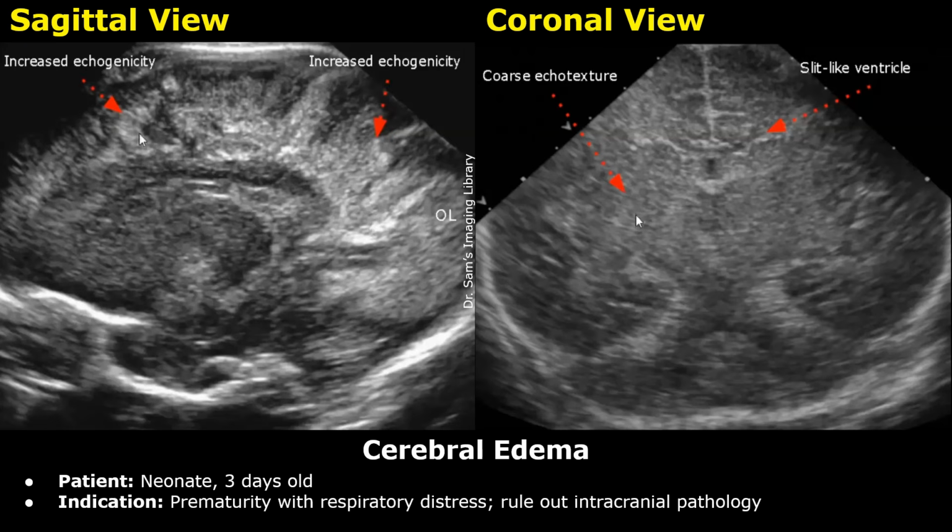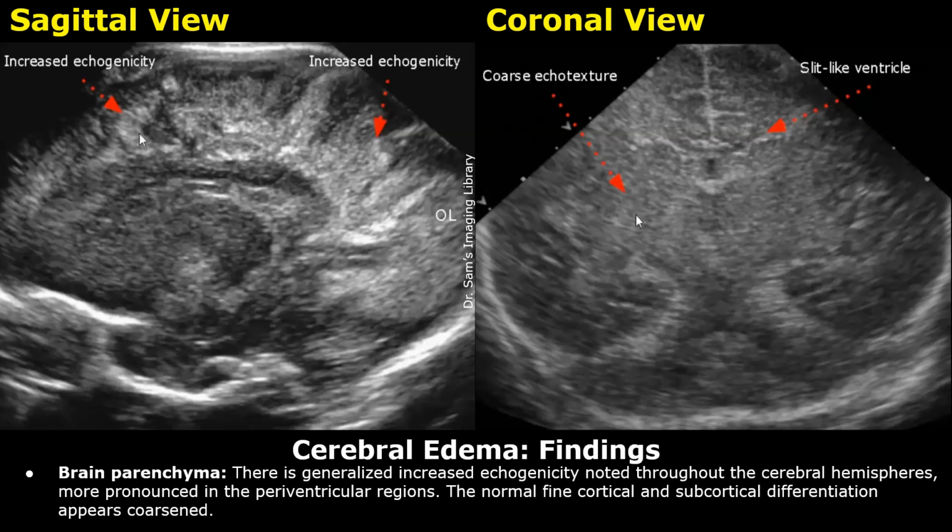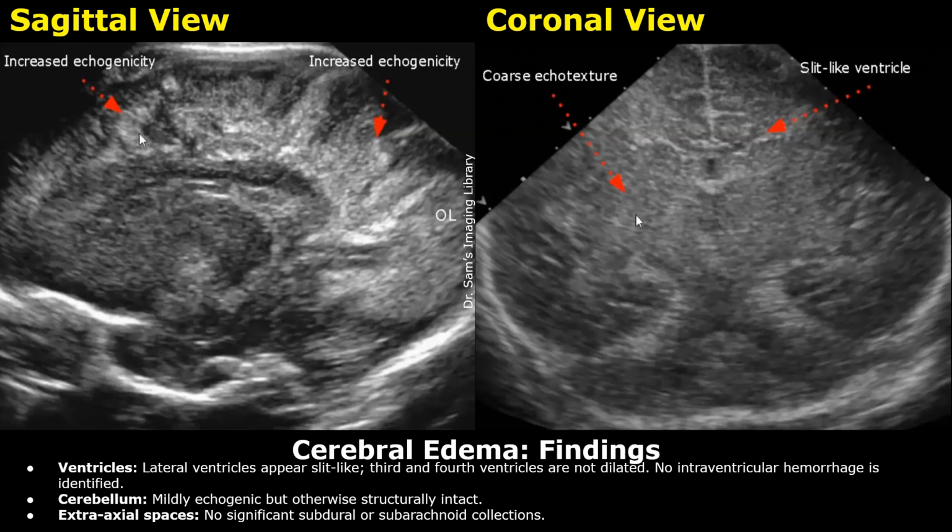Indication: prematurity with respiratory distress. Rule out intracranial pathology. Here are the findings. Brain parenchyma. There is generalized increased echogenicity noted throughout the cerebral hemispheres, more pronounced in the periventricular regions. The normal fine cortical and subcortical differentiation appears coarsened. Ventricles. Lateral ventricles appear slit-like.